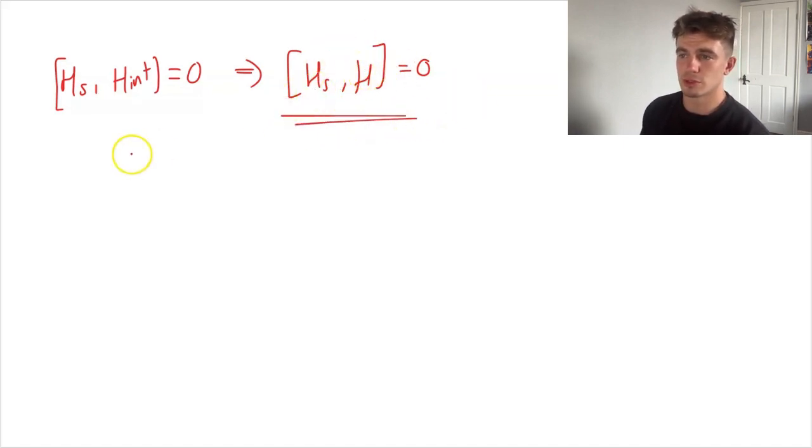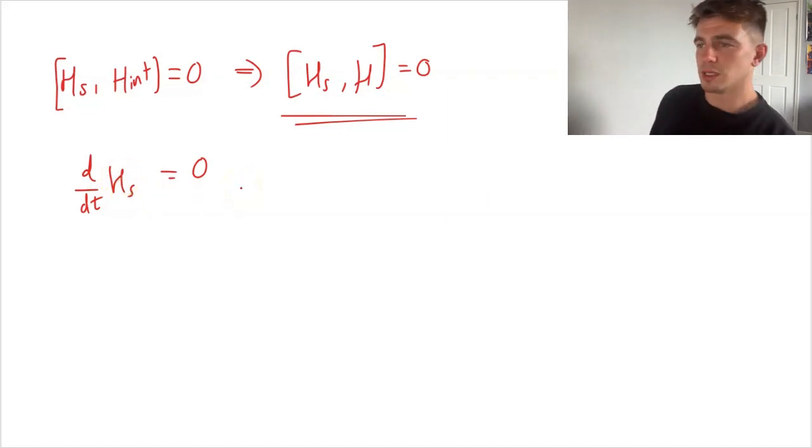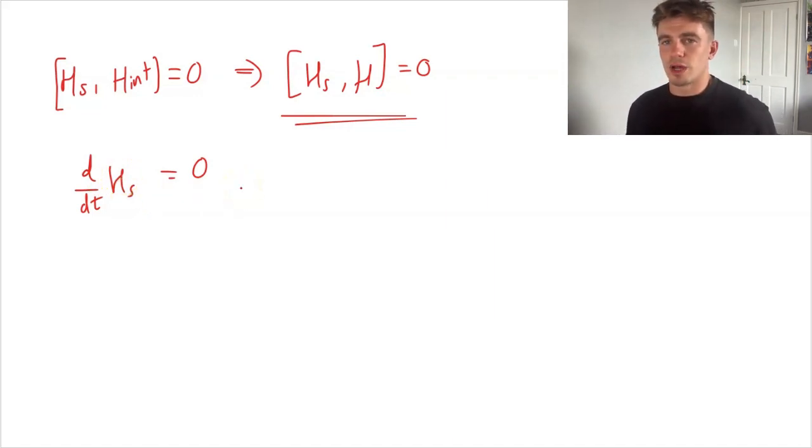Because this tells us that the system Hamiltonian doesn't change in time, since the time dependence of the operator is proportional to its commutator with the total Hamiltonian. So what this means is that the expectation value of the system Hamiltonian doesn't change in time. And what that means is that there is no exchange of energy between the system and the bath.